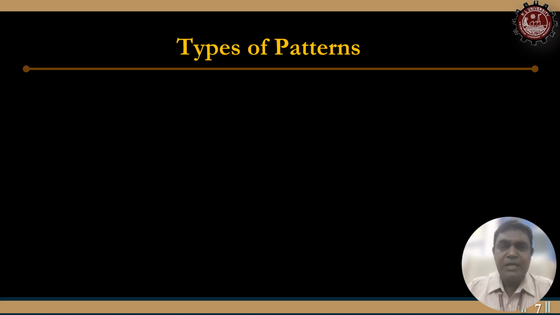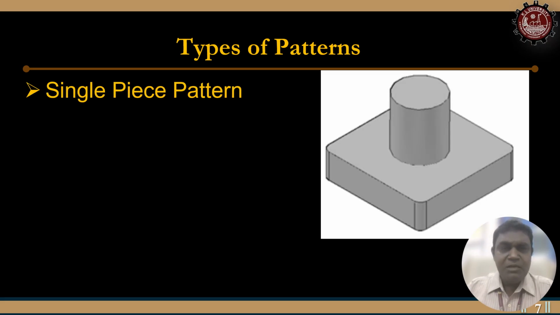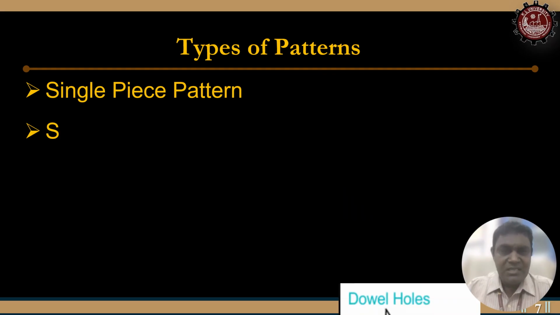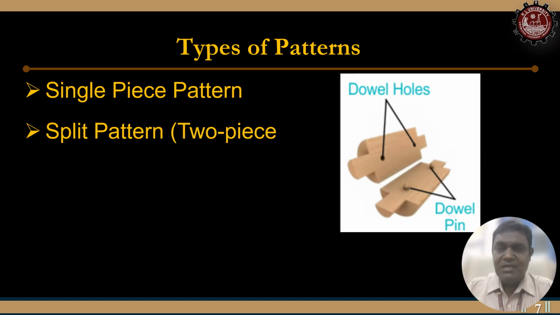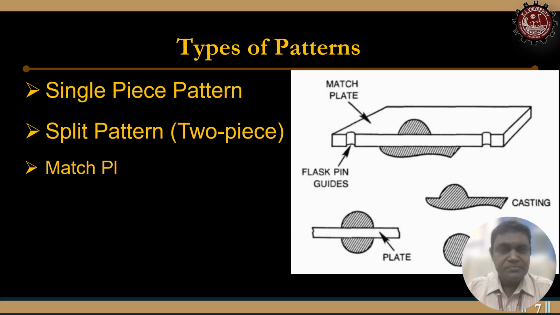What are the different types of patterns? The single piece pattern. Here the entire pattern shape is made in one piece, that is called a single piece pattern. You see that in the diagrams. Split pattern. In the split pattern you can see two pieces, and for alignment of the two pieces, dowel holes and dowel pins are provided. Once the dowel pins are inserted in the dowel holes, perfect alignment is achieved.